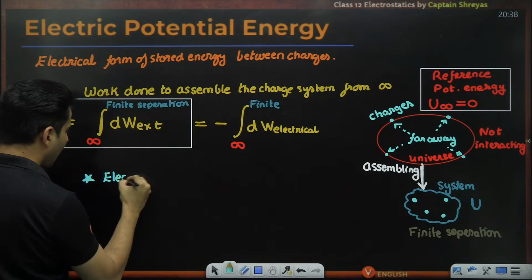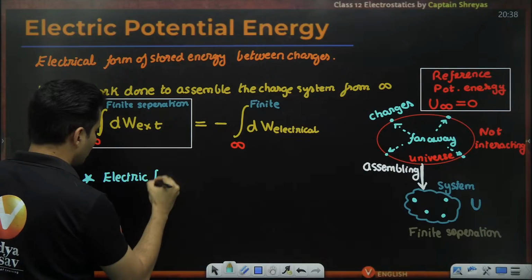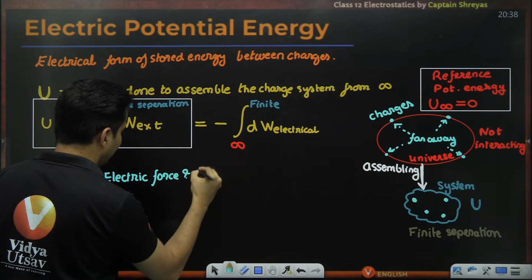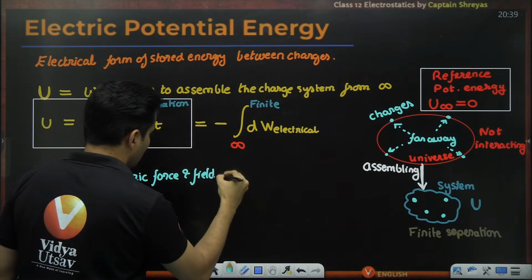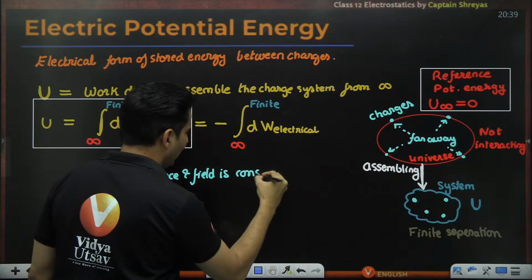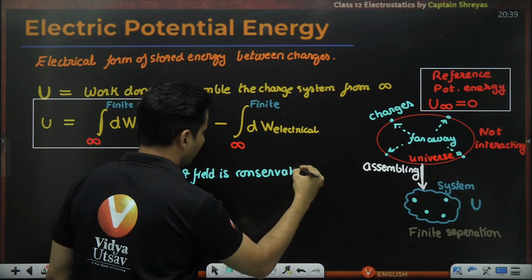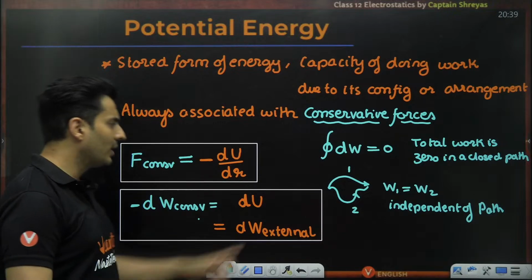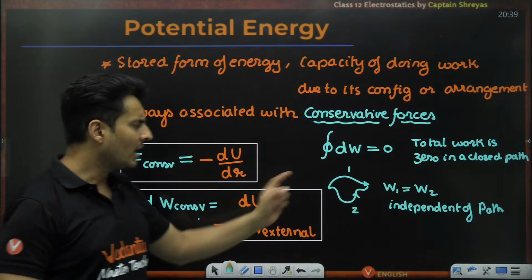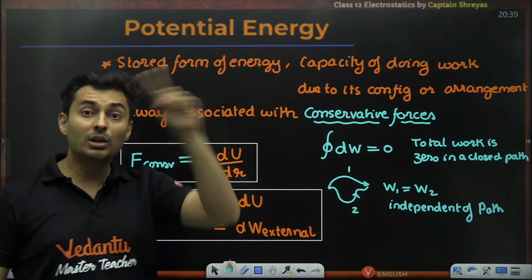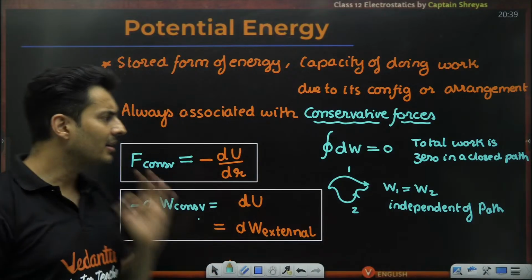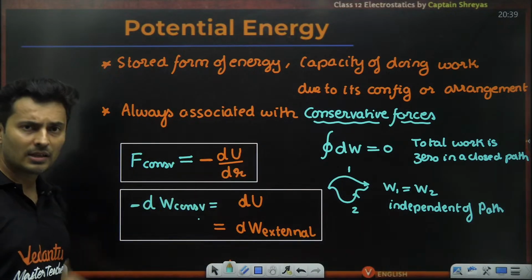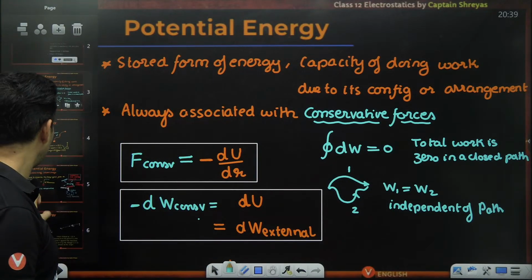Now, please keep this in mind that electric force is a conservative force. Electric force and field is basically conservative in nature. And what is the meaning of conservative? I have already explained it right over here. The work done is not dependent on the path. And if you come back to the same point, the total work done will be basically zero. That is the meaning of conservative force and conservative field.